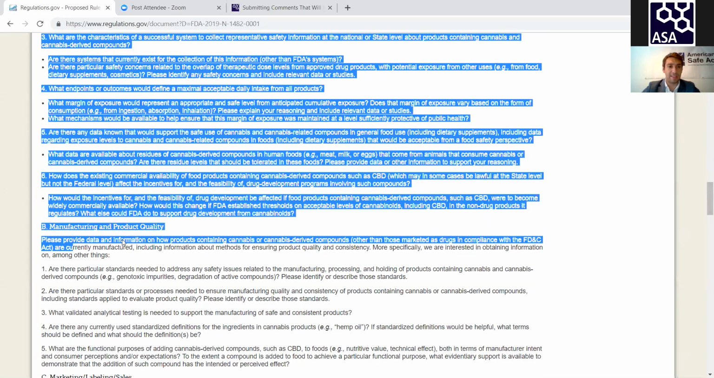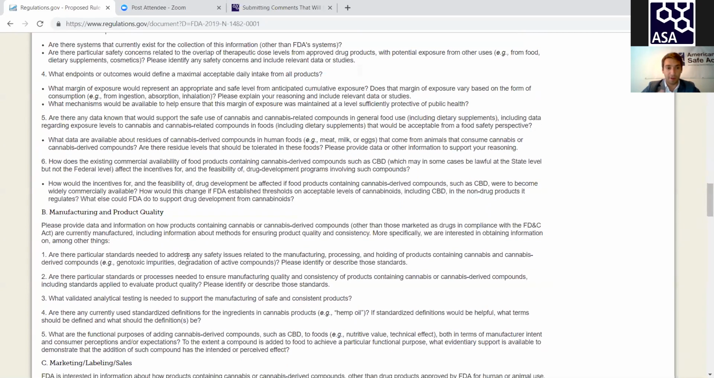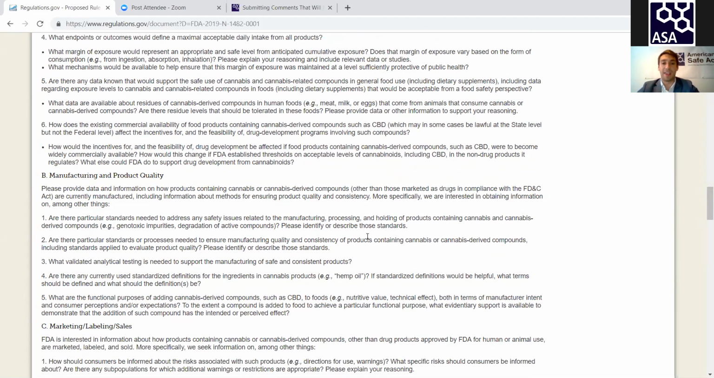and in Part B is manufacturing and product quality. And the first question there is, are there particular standards needed to address any safety issues related to manufacturing, processing, and holding of products containing cannabis and cannabis-derived compounds? Genotoxic impurities, degradation of active compounds. So this would be a great opportunity if you work with a laboratory or work with producing certificates of analysis or things that very clearly go through the process of testing and labeling. It would be great to include information like that in a comment answering these questions.